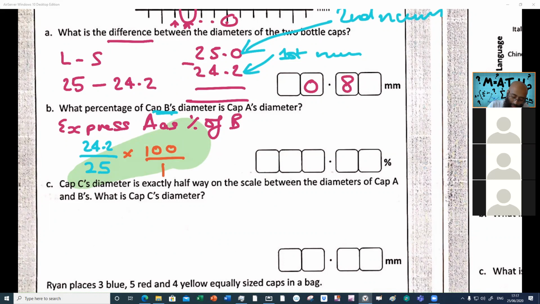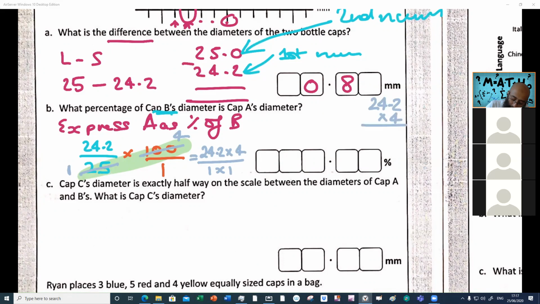Okay, let me just get rid of that for the moment. That's massive. Okay, so what can you cancel them by? 25. 25 divided by 25 is 1. 100 divided by 25 is? 4. So how do we finish it off? You do 24.2 times 4. Okay, fantastic. Let's do it up here because I haven't got space over there.